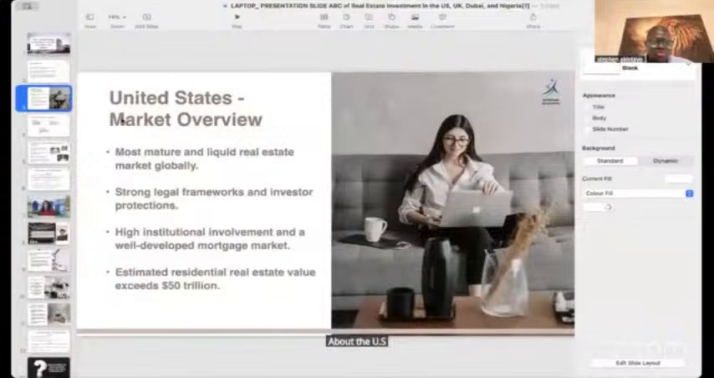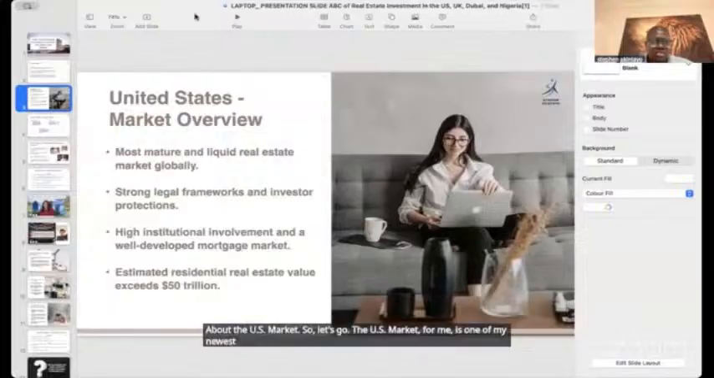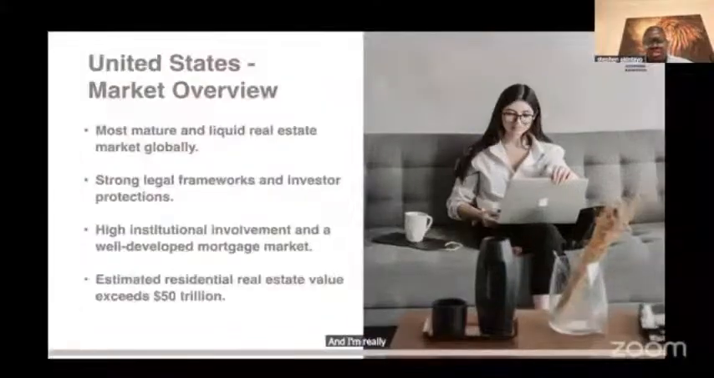Favor is interested in the US market. Donald is interested in the US market. Okay, good. So that's beginning to make sense. Otherwise, I would have said there's no point training you about the US market if you're not interested. But I think a few of us want to learn about the US market. So let's go. The US market for me is one of my newest markets that I'm investing in right now. And I'm really enjoying it.